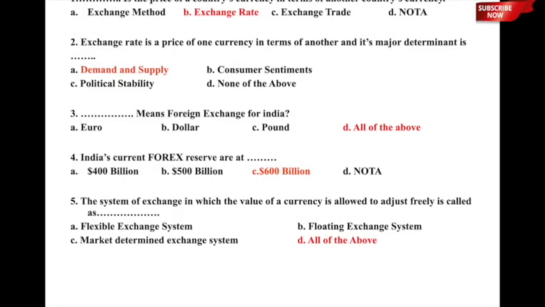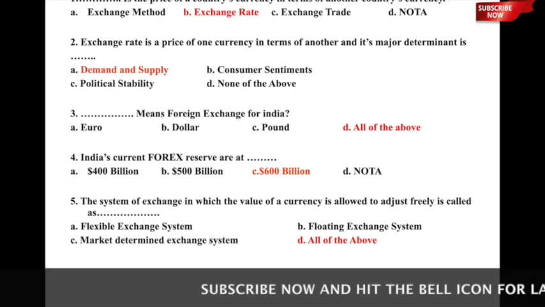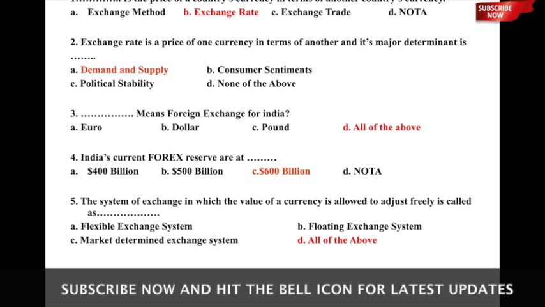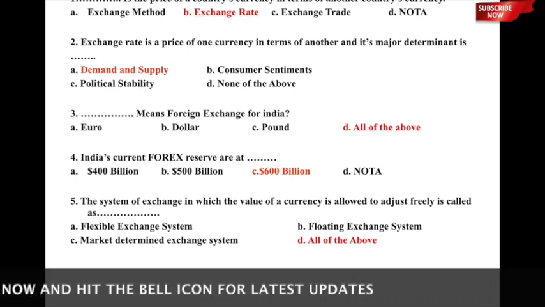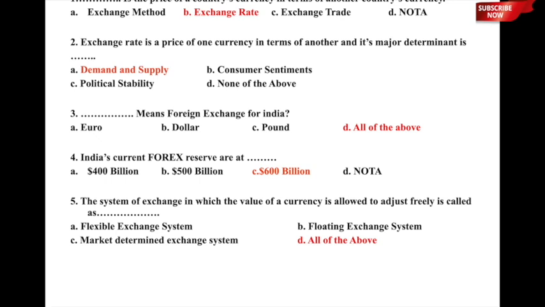Exchange rate is a price of one currency in terms of another, and its major determinant is dash. What are the determinants of exchange rate, which is termed as the price of a country's currency in terms of another country's currency? The first determinant is demand and supply, the second is consumer sentiments, the third is political stability, or D, none of the above. So, which of the following is the major determinant of exchange rate?